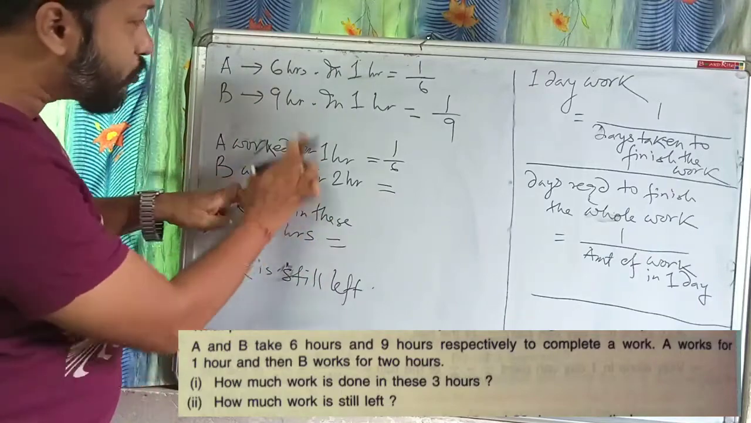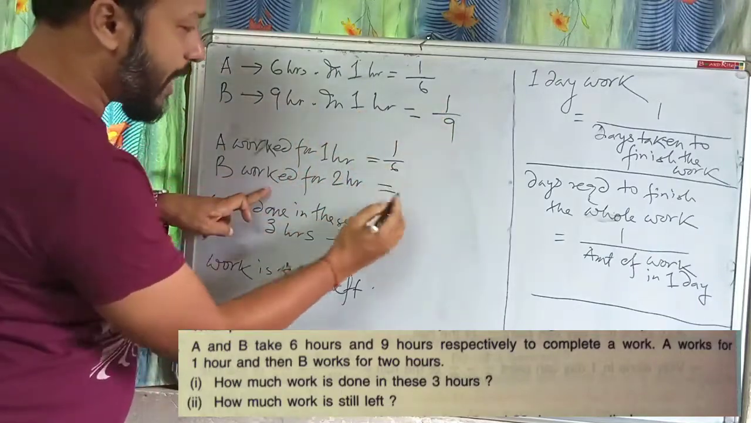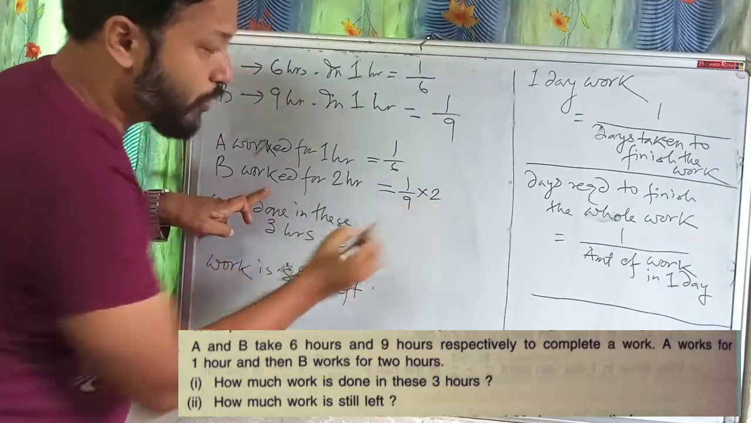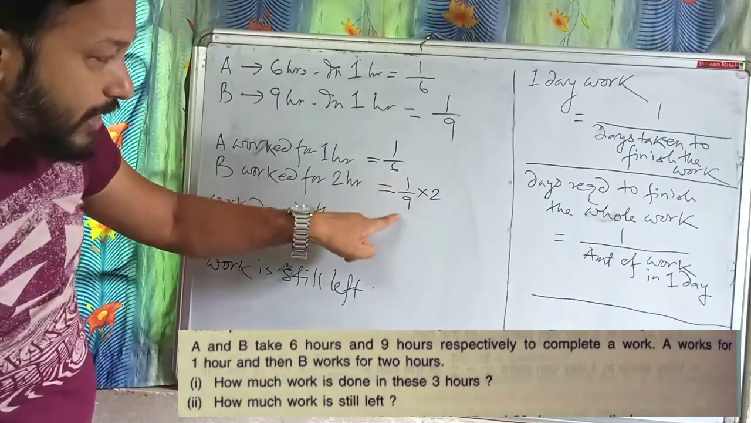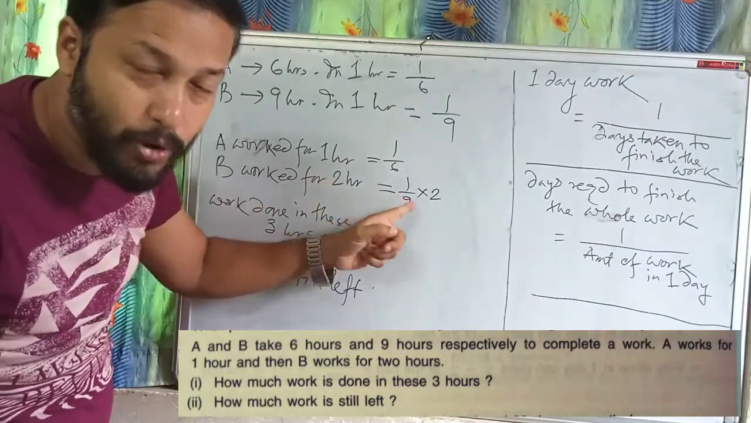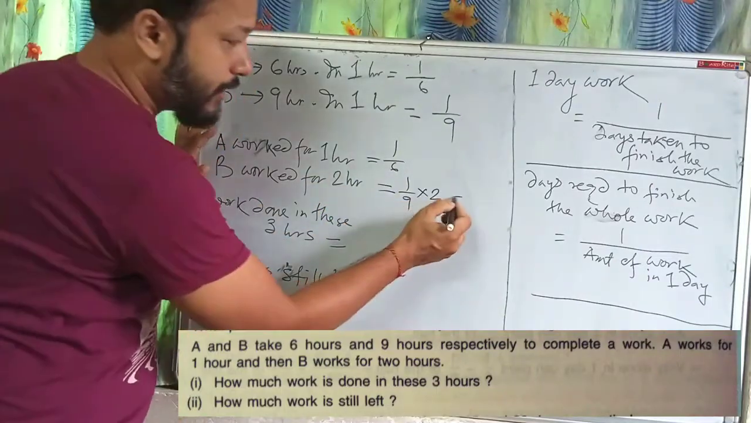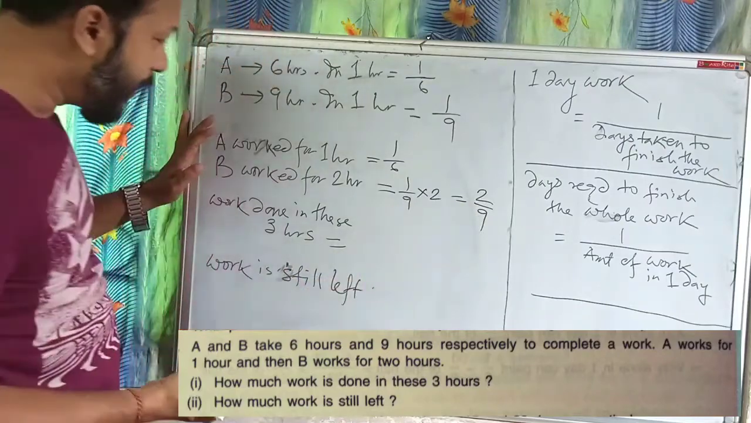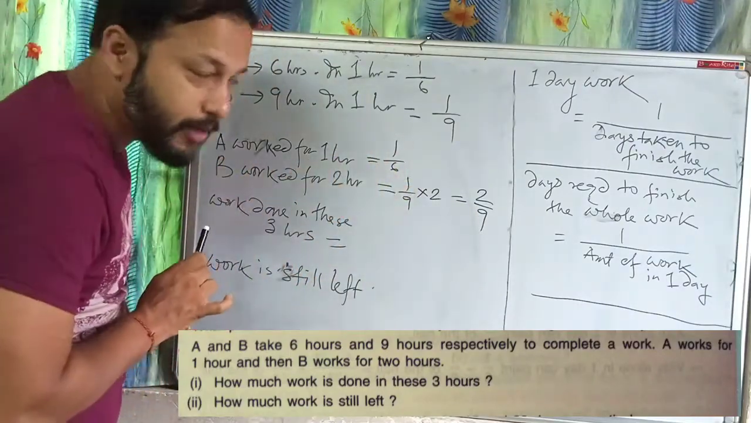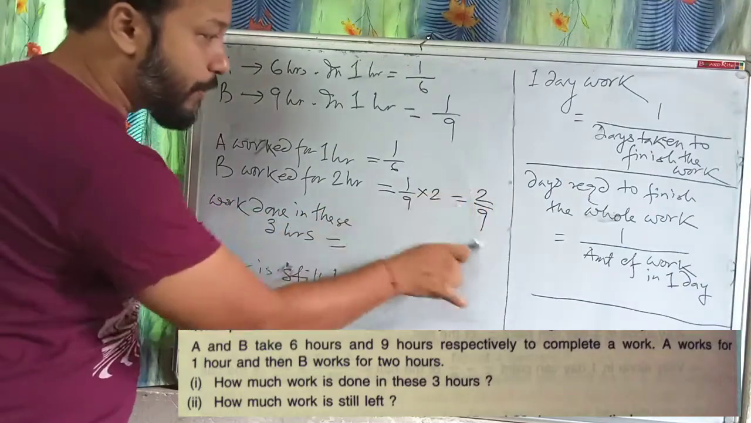That means, what is B's work in 1 hour? 1 by 9. But he has worked for 2 hours. That's why into 2. This is the work he has done in 1 hour, but he has worked for 2 hours, so we multiply by 2. That is 2 by 9. So A worked for 1 hour, and this is the amount of work A has done, and B has done this amount of work.